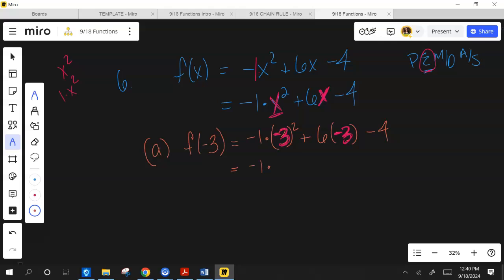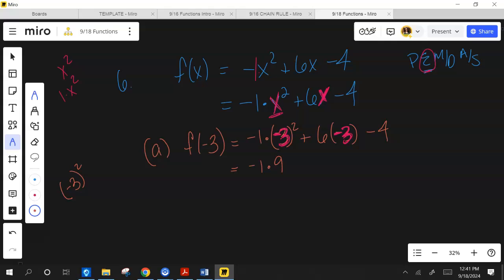-3 times -3 is +9. Now it's going to make it -9 with this number in front here. If you put it on your calculator, make sure you did parentheses, -3 parentheses to the second power. Where did I lose you? I'm going too fast?